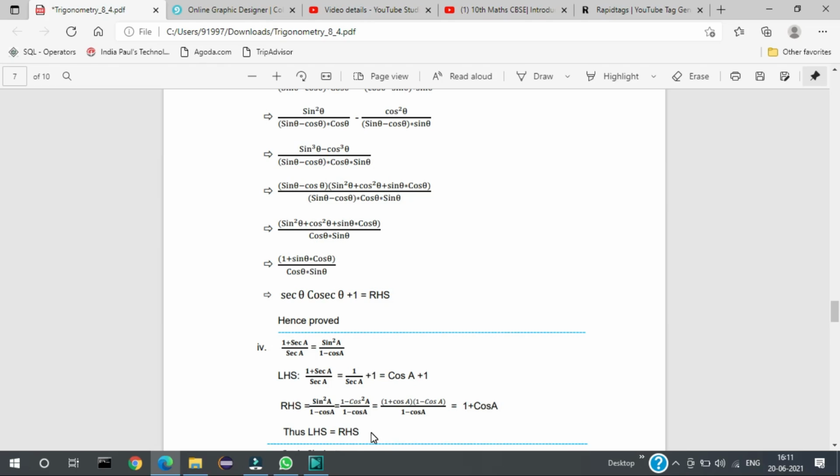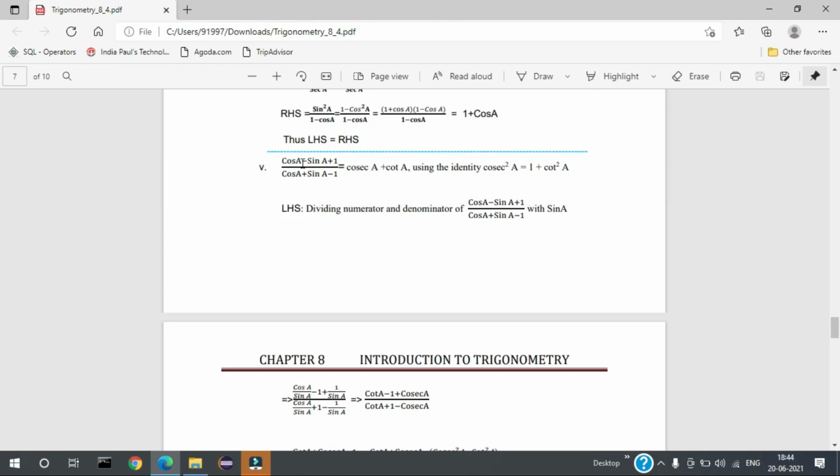Hence we proved. Fifth one, cos A minus sin A plus 1 by cos A plus sin A minus 1 equals cosecant A plus cot A. Using the identity cosecant square A equals 1 plus cot square A. So LHS, dividing numerator and denominator of cos A minus sin A plus 1 by cos A plus sin A minus 1 with sin A.